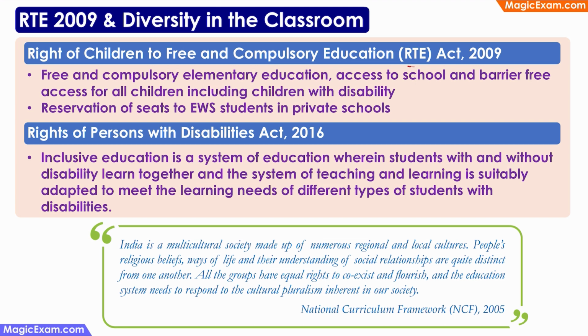If we look at the legal and policy framework of the current education system in India, we see that the RTE Act, that is the Right to Education Act of 2009, talks about free and compulsory elementary education, access to school, and barrier-free access for all children, including children with disability. It also talks about reservation of seats for EWS students, that is economically weaker section students, in private schools.